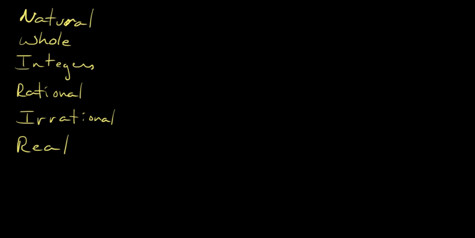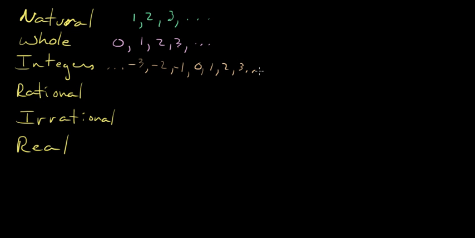So a natural number is 1, 2, 3, and so on. Whole number: 0, 1, 2, 3, and so on. Integers: -3, -2, -1, 0, 1, 2, 3, and so on.